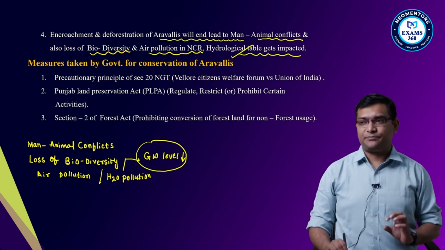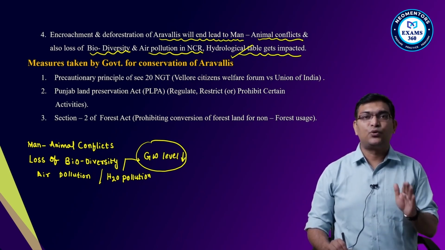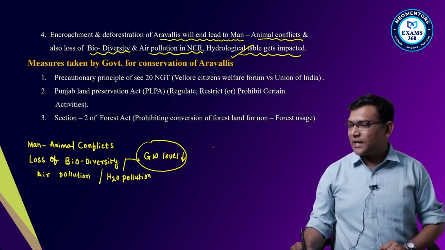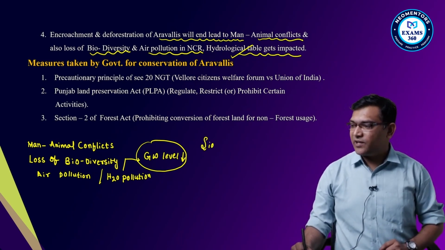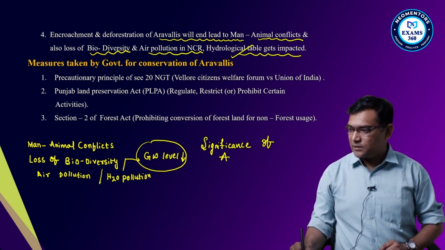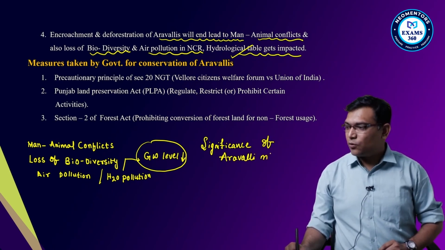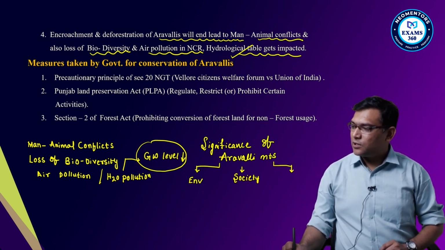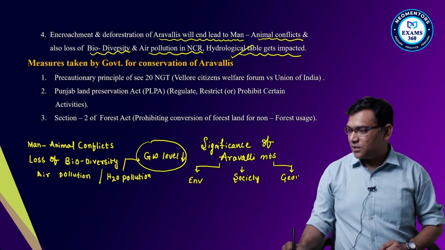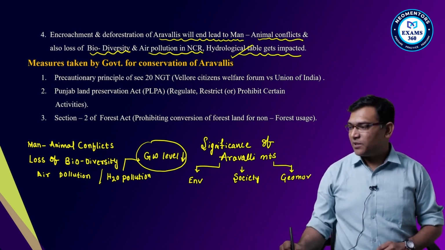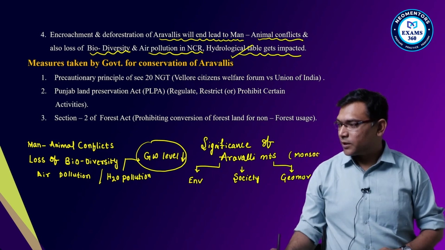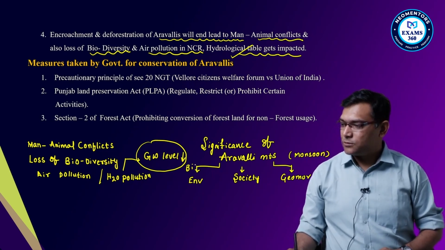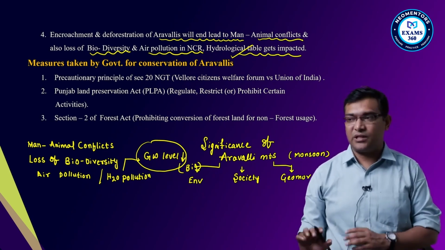Okay, that is one. Then what kind of measures are being taken to save these Aravallis? See, they can also ask you a question about the significance of the Aravalli mountains. So how do you write this answer? From the environmental perspective, from the societal perspective, and from the geographical and geomorphological perspective. Okay, like from the monsoonal perspective, rich in biodiversity, right, etc, etc. So this is the significance of it. You have to write the significance.